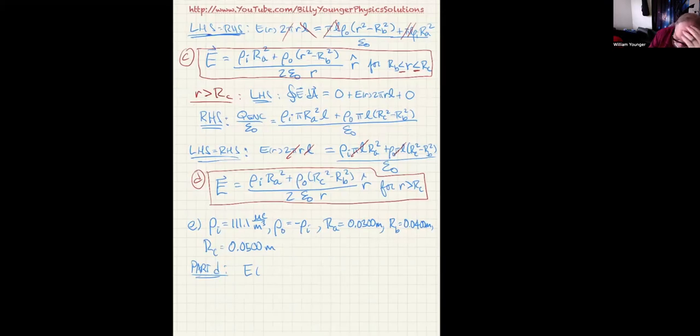For the given values of RA, RB, RC, and rho, we get that the electric field is actually equal to rho I times, check this out, 0.0300 meters squared, minus rho I. Because remember, rho O is negative rho I, times RC is 0.0500 meters, that will be squared. So I need to make this a square bracket. And then minus, I'll make this a round bracket, 0.0400 meters squared, closed bracket like that. All of that would be over 2 epsilon naught r.